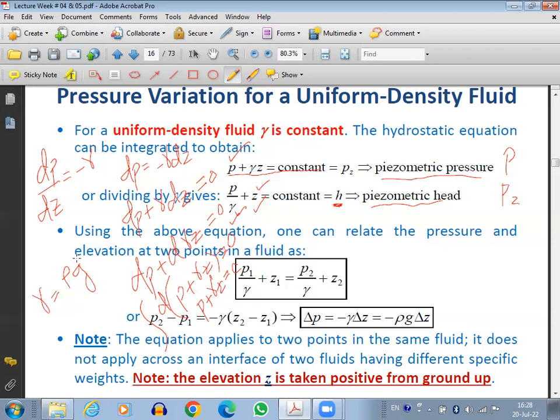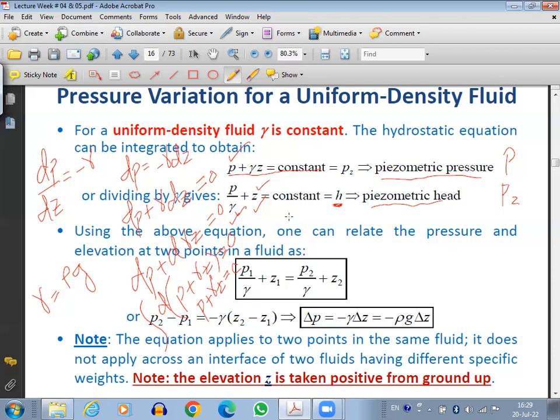So we have hydrostatic pressure, we have pressure due to elevation. Combine them together, we have the piezometric pressure. These are all in pressure units. Everything will be in Pascal. Then we can also have the same equation in head units. In head units, we have the hydrostatic head, P by gamma, plus elevation head, which is Z, whatever the elevation, equal to piezometric head. We call this H, and it is a combination of these two things. These all have units of meter.